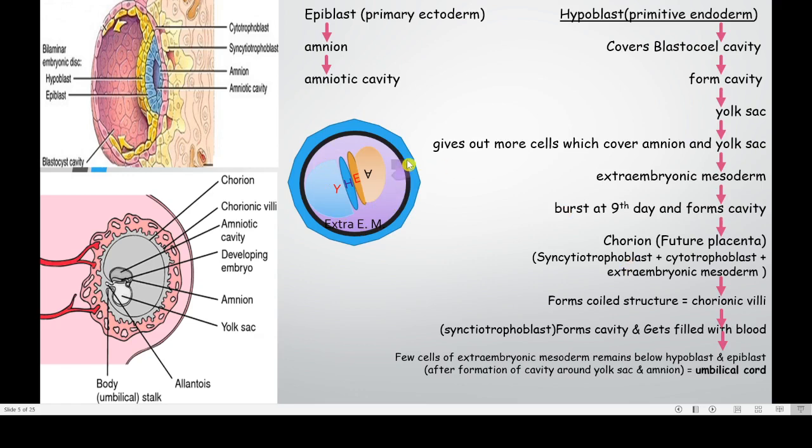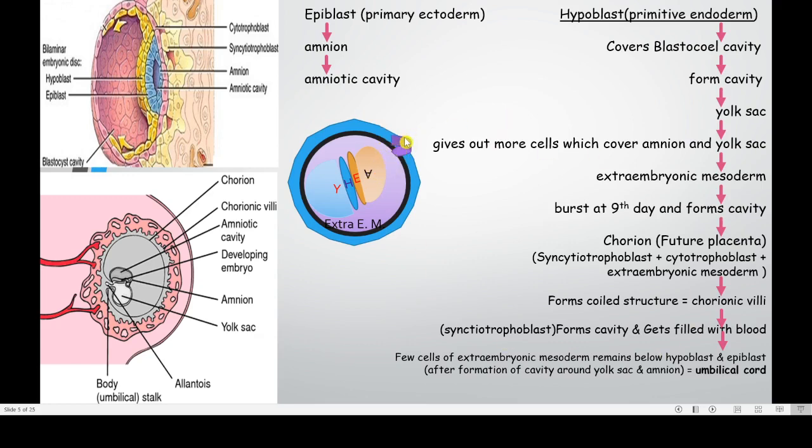So now this particular part, that means syncytiotrophoblast, then cytotrophoblast, and some cells of extra embryonic mesoderm together will form the chorion, and this chorion will develop into the placenta in future. That means this chorion will be the future placenta, which will be helpful in providing nutrition to the baby. So this is the chorionic layer.